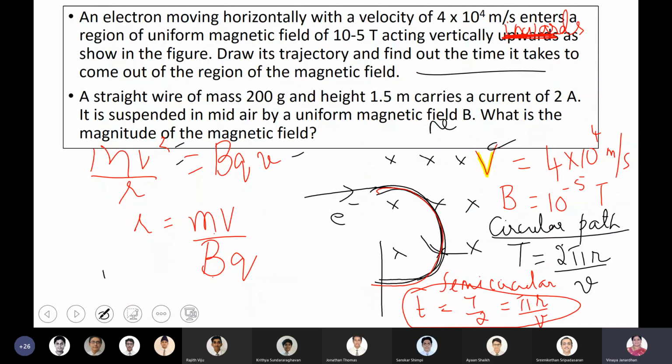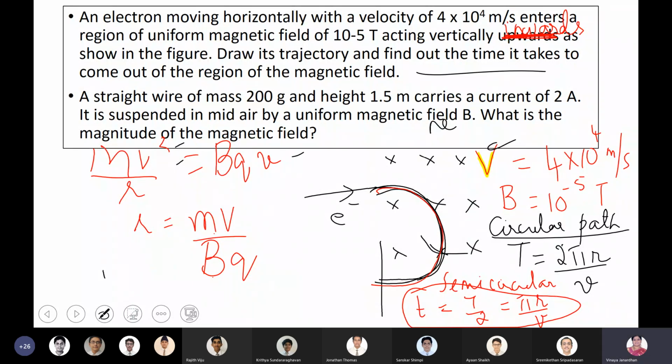The mass of an electron is 9.1 into 10 to the power of minus 31 kilograms. Then velocity is given. You have the strength of the magnetic field given. The charge q of an electron is 1.6 into 10 to the power of minus 19 coulomb. Can you substitute and find the value? Let me check. What is the value?